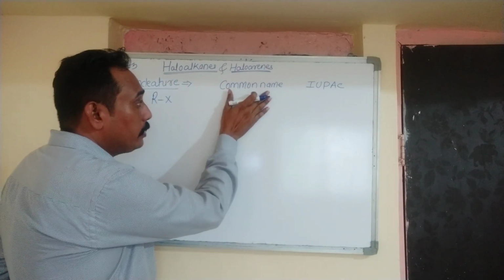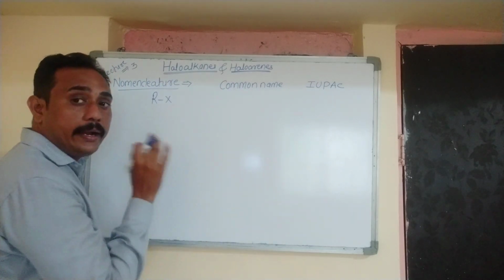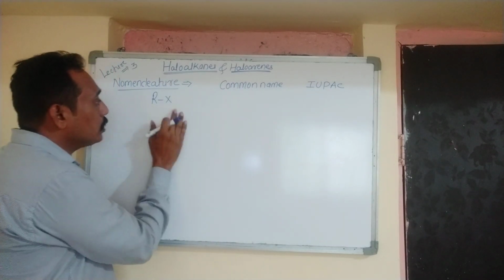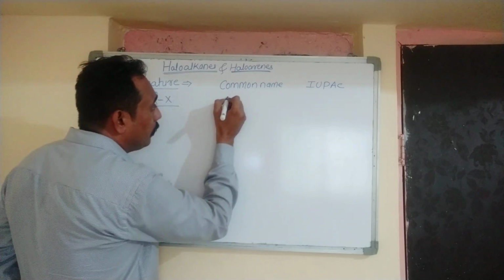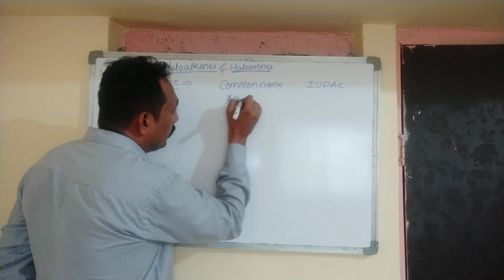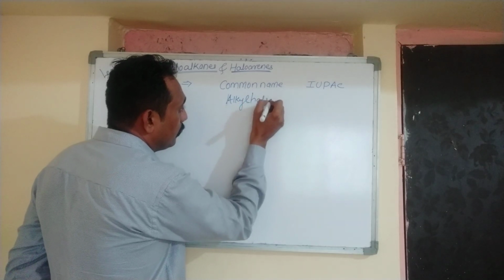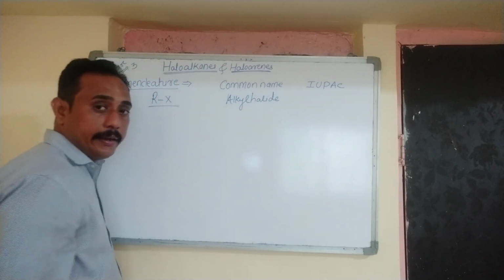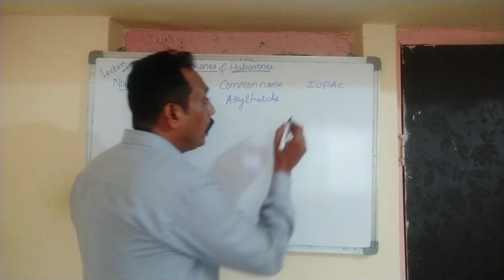So first, in the common system or common name, it is very simple. We have to write the name of the alkyl group. Suppose we take RX as an alkyl halide, then write the name of the alkyl group followed by the halide: alkyl halide. Whereas in the IUPAC system we have to name it as a haloalkane.